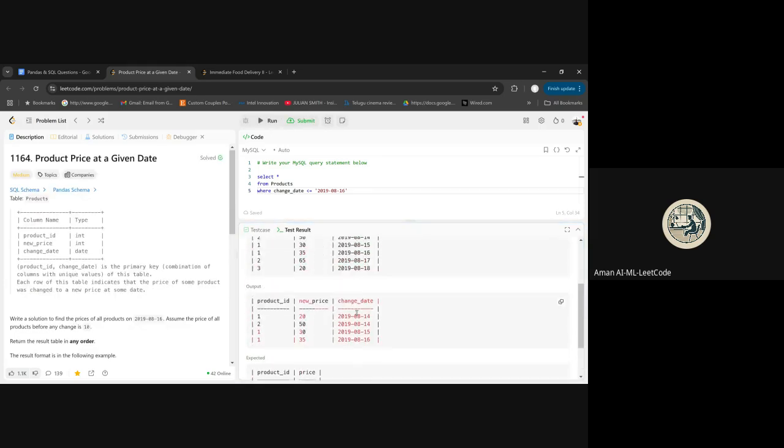So it gave you some results. It basically gave the price of product 1 on or before that date. Now we are interested in the max date here, because that is the day when the price was changed. If the date is 8/16, then that is fine, it is going to be the max date. But if the date is anything else apart from 8/16, then we have to get the max. So let's get the max by group by product ID. Let's get the max date. Max of the change date.